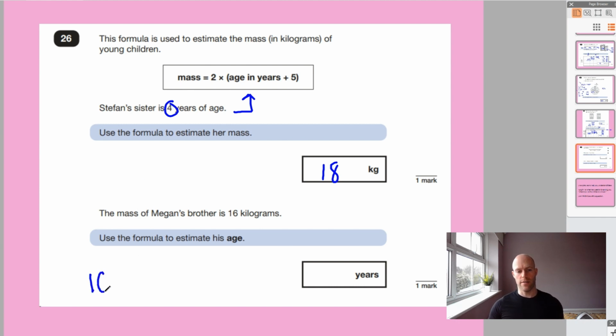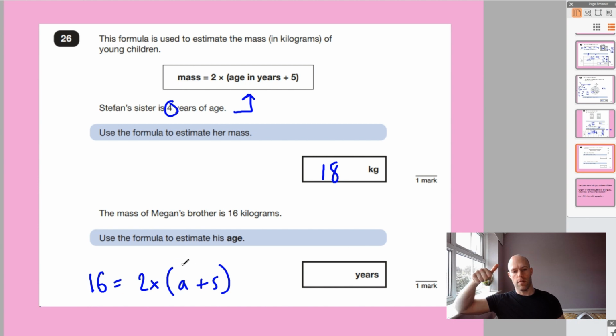The mass of Megan's brother is 16 kilograms. So the total is 16. Use the formula to estimate his age. 2 times (age plus 5). So we need something in there. Times by 2 makes 16. So I wouldn't try and break all the brackets up and get too deep into the algebra. Plug some numbers in.